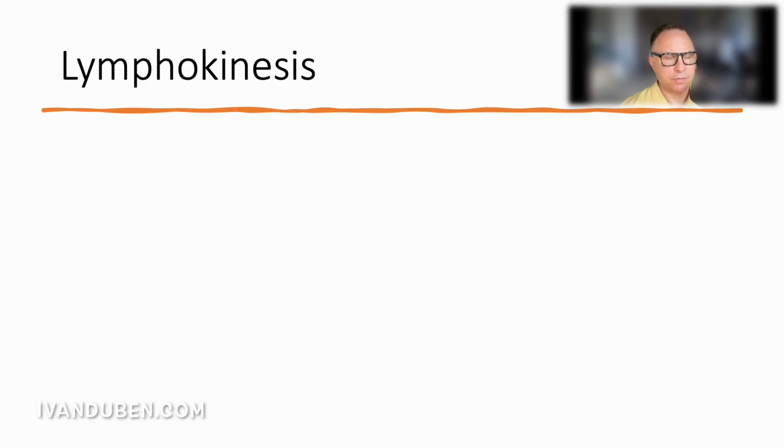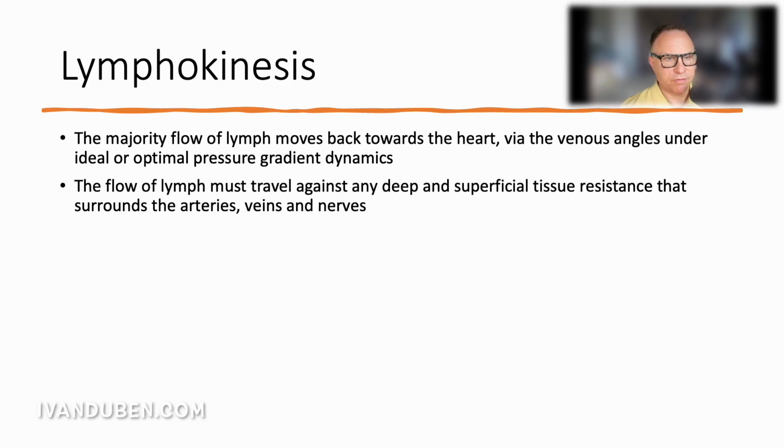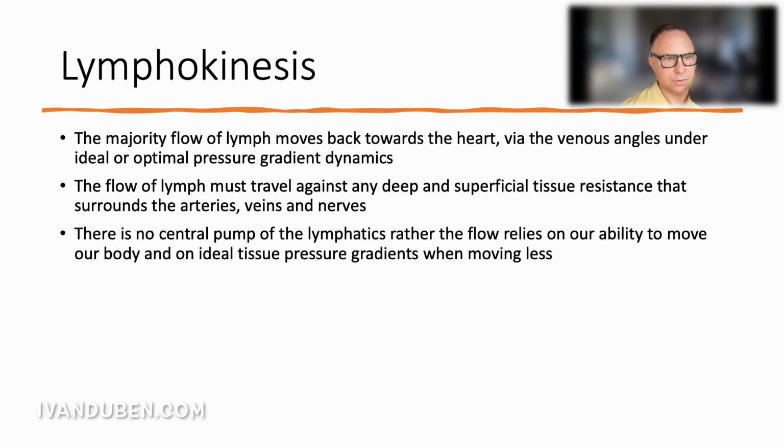On the topic of lymph flow or lymphokinesis in general in the body, the majority of flow of lymph moves back towards the heart via the venous angles under ideal or optimal pressure gradient dynamics. The flow of lymph must travel against any deep and superficial tissue resistance that surrounds the arteries, veins, and nerves. There is no central pump of the lymphatics. Rather, the flow relies on our ability to move our body and on ideal tissue pressure gradients when moving less.